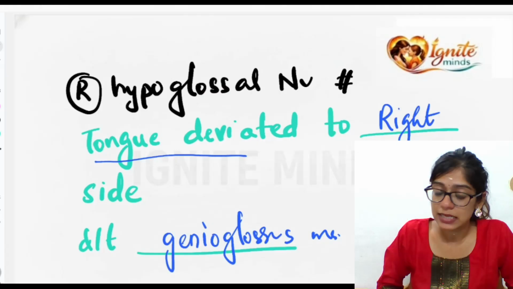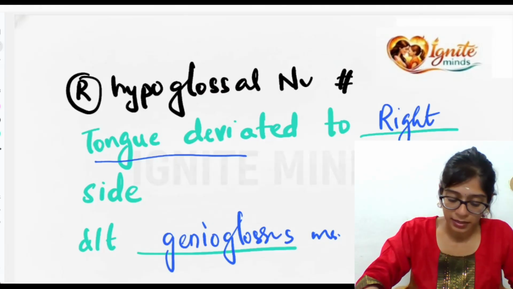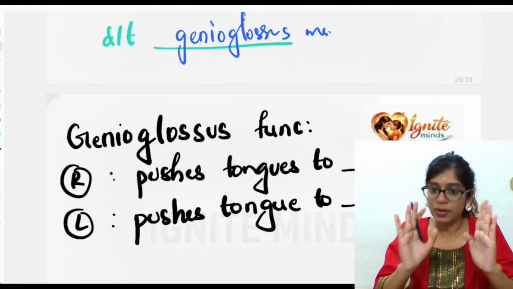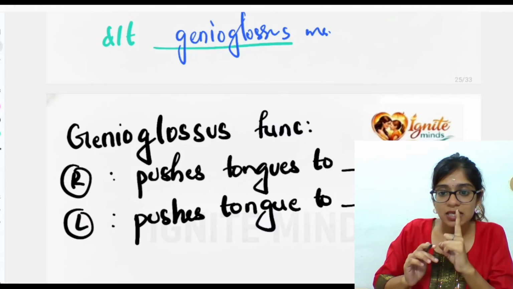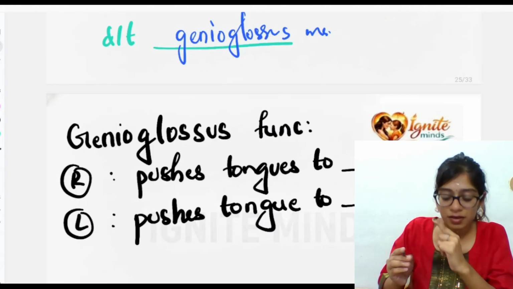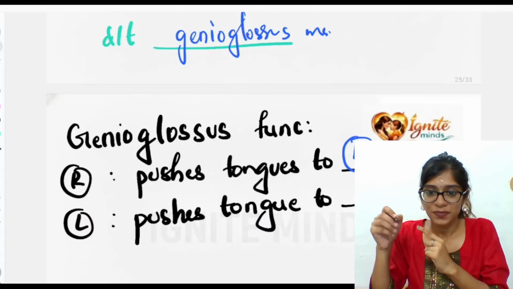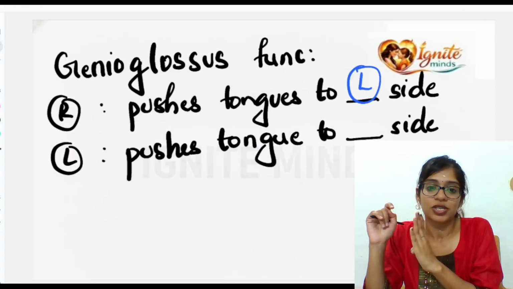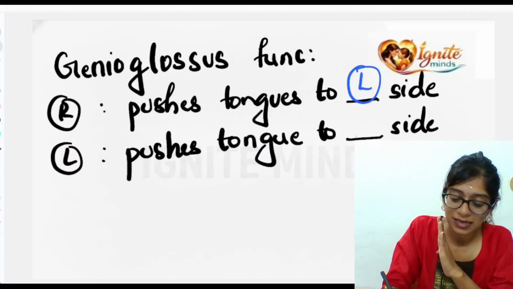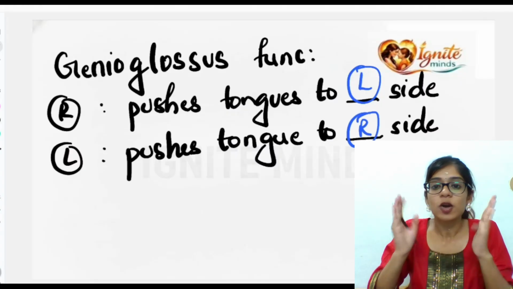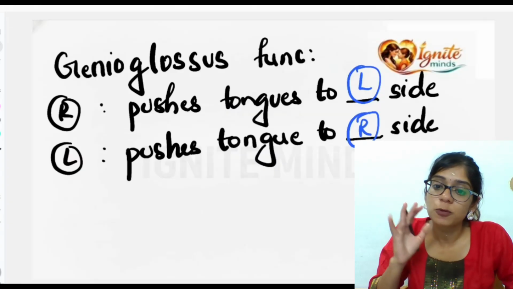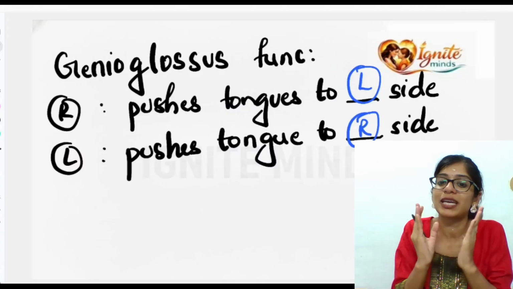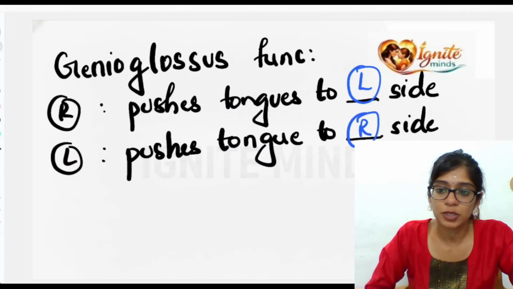Did I not show you the genioglossus muscle earlier? We have two genioglossus muscles. Now what is the function of the right genioglossus muscle? Normally, the right genioglossus muscle gives a push to the tongue towards the left side. The left genioglossus muscle slightly pushes the tongue towards the right side. So basically the function of the genioglossus muscle is to push the tongue to the opposite side. But when both genioglossus muscles work normally, the tongue stays in neutral position, normal position.